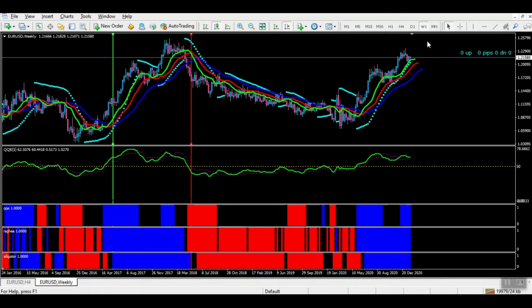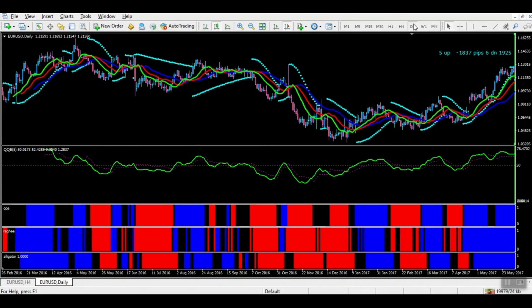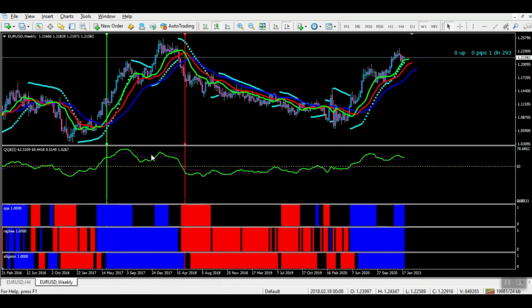So let's look at it. And remember, we were buying. 5 up, it lost 1,837 pips. Okay, let's go back to the weekly. Now, let's move to Raghee Horner's wave. Right there. And let's move to right here.